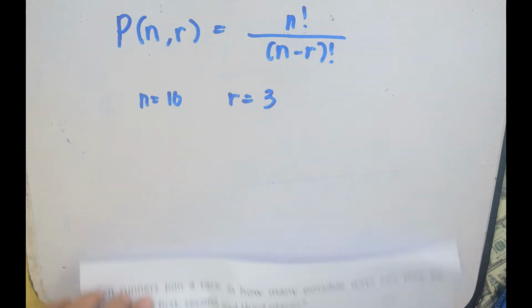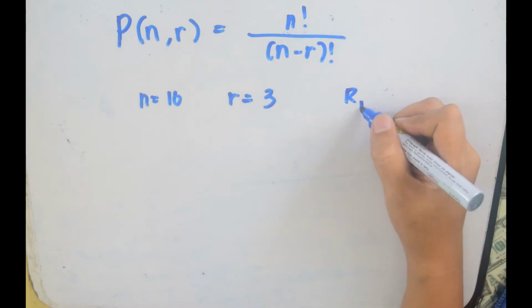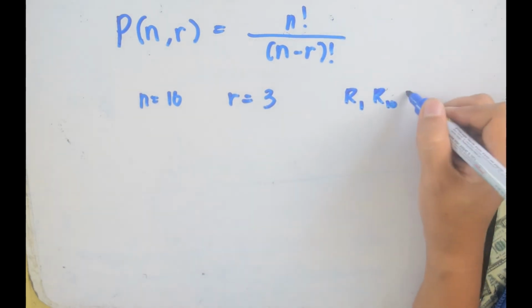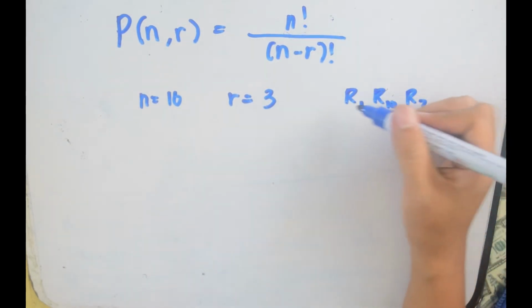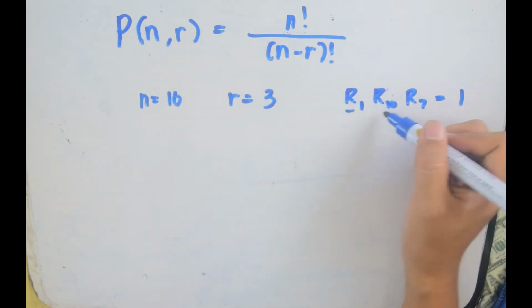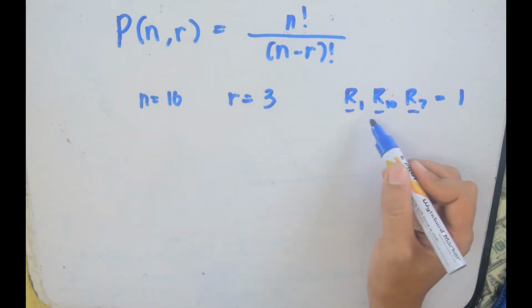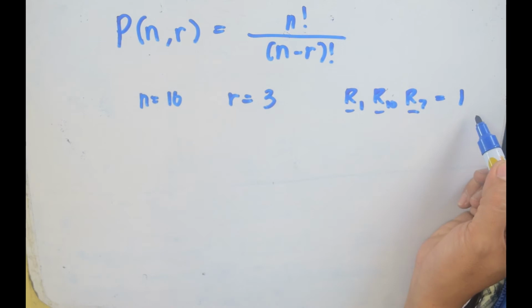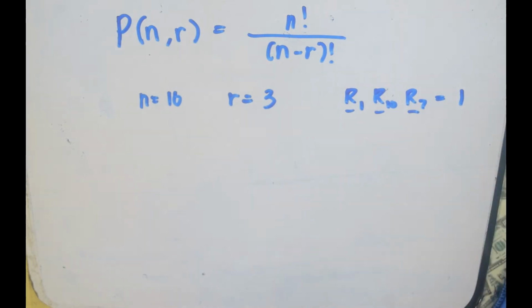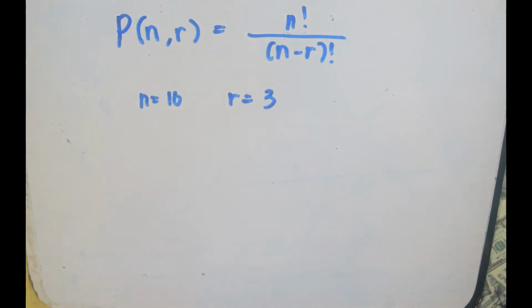Taken 3 at a time. Meaning, you are going to arrange, for example, runner 1 is the first, runner 10 is the second, runner 7 is the third. So this is one arrangement. Taken r at a time, there are 3 elements in every arrangement. That's the meaning of r. There are 3 elements here in every arrangement.